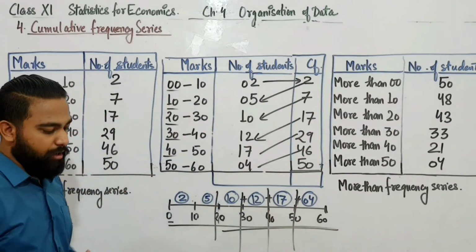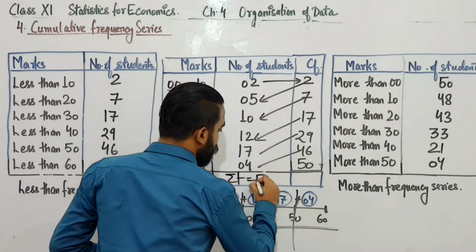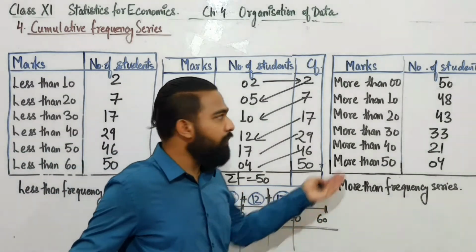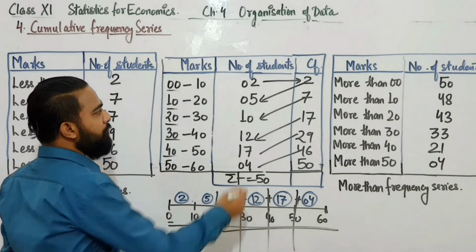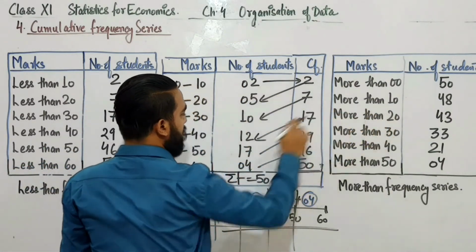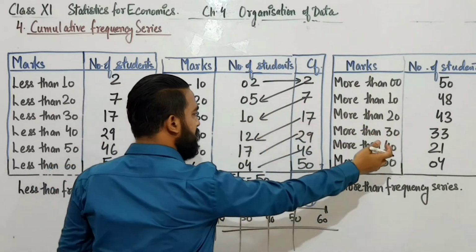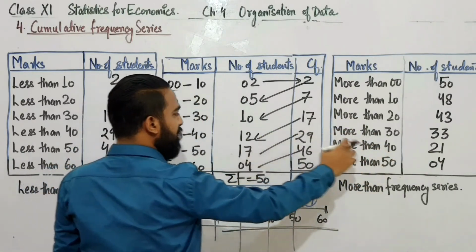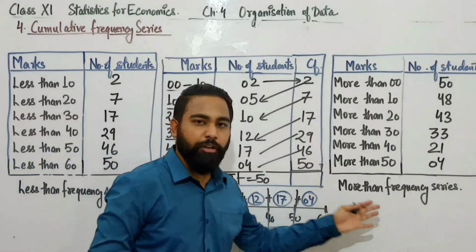Fine. Now there is one more way. You can calculate the total of the frequency, which is 50. Now you can write this frequency on the more than 0, and after that you can start removing the number of students. 50 minus 2, 48. 48 minus 5, 43. 43 minus 10, 33. 33 minus 12, 21. 21 minus 17, 4. That's how you're gonna calculate the more than frequency series.